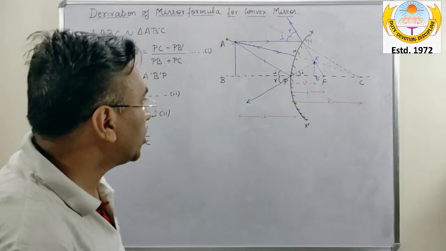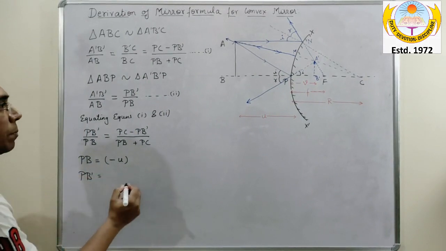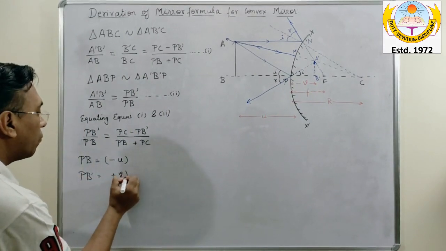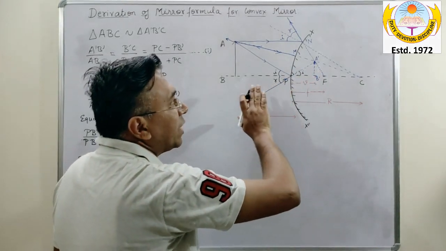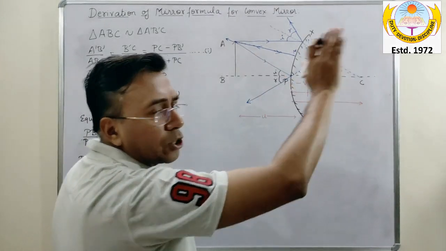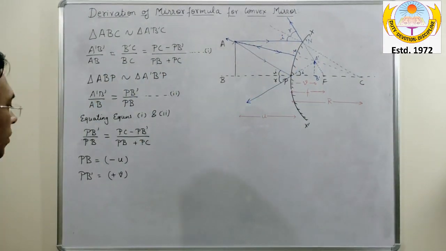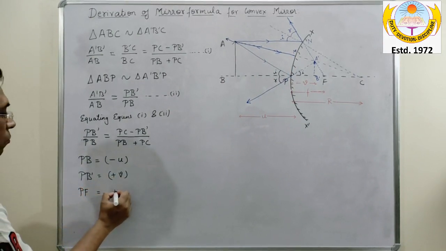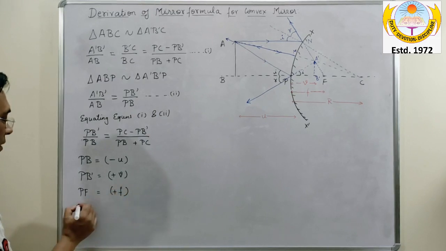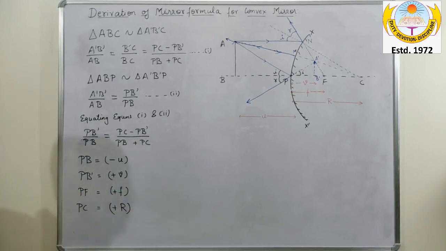Now what about PB dash? PB dash will be positive V, because if I have to measure PB dash, that is V, I have to move from left to right, which is the direction of the incident ray. Incident ray is also going from left towards right. So PB dash will be plus V. Similarly, PF will be plus F and PC will be plus R.